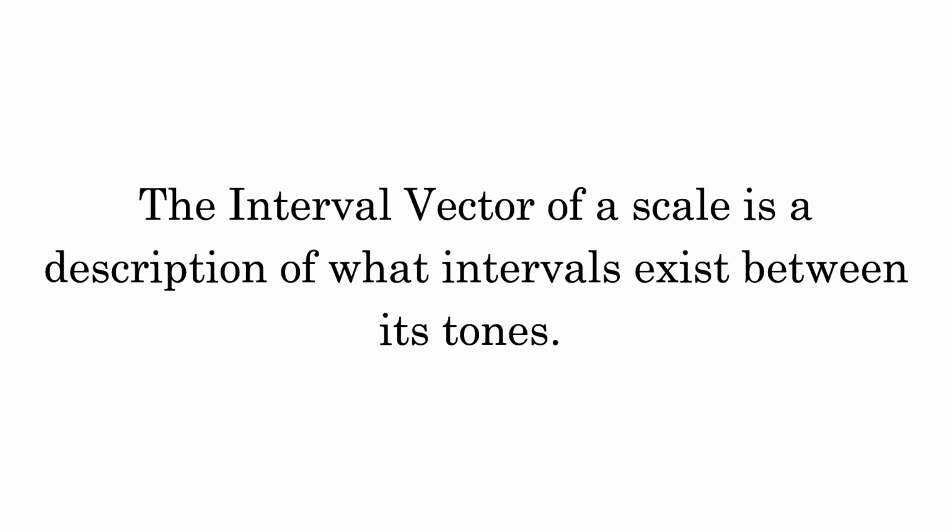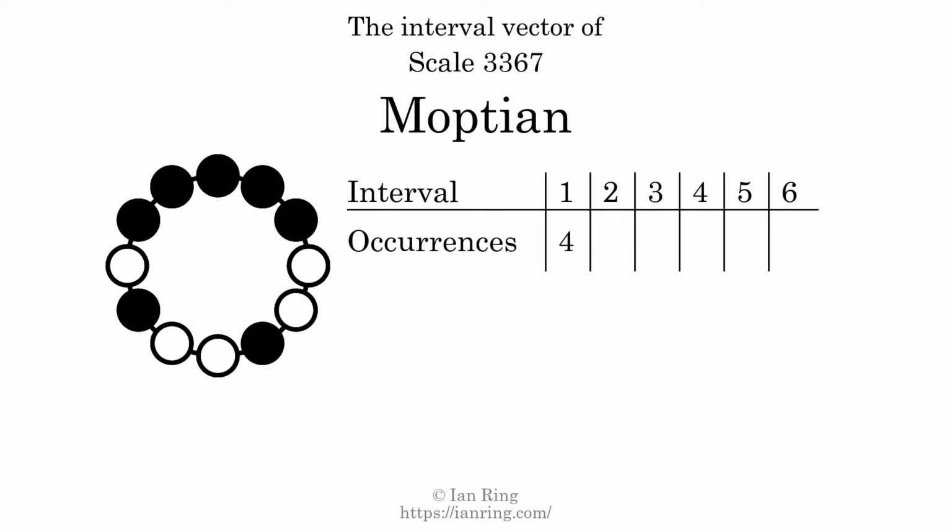The interval vector of a scale is a description of what intervals exist between its tones. There are 4 intervals with the size of 1 semitone. They are here, here, here, and here. There are 4 intervals with the size of 2 semitones. They are here, here, here, and here.